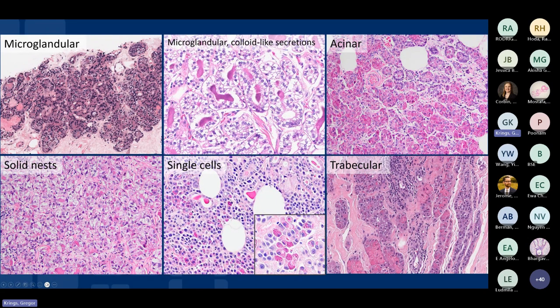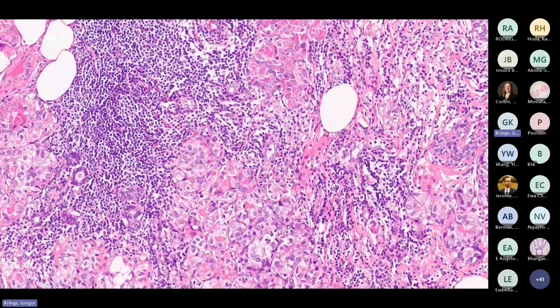This is a case here showing very prominent, at least focally, solid cell growth, but you can see the serous acinar differentiation on higher power. And in some cases, you can even see trabecular growth as seen here on the right. These tumors often have a prominent lymphocytic infiltrate associated with them.